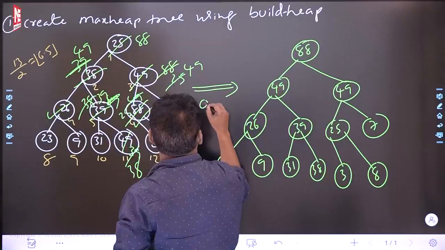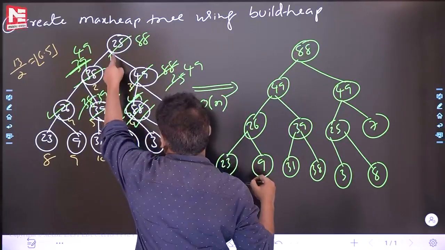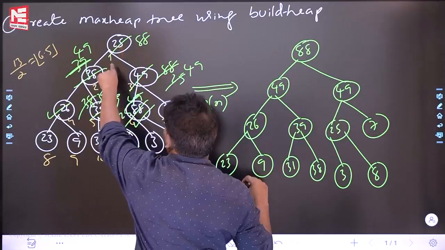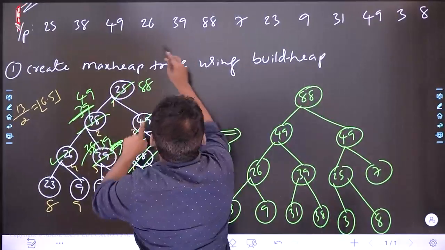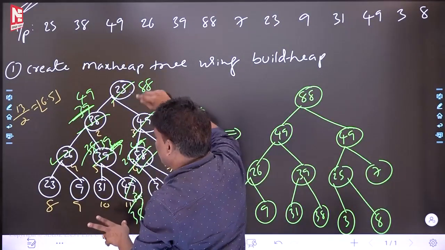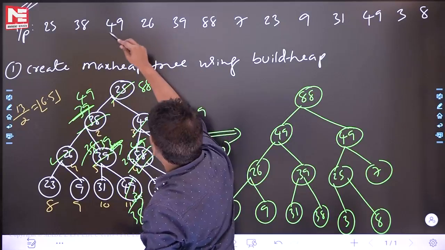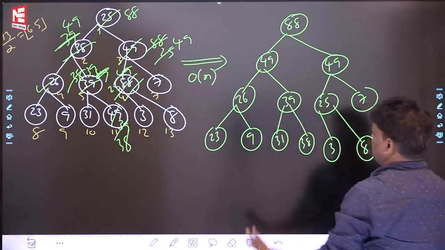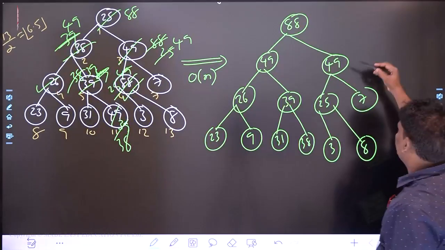How much time? What is the answer? Order of n. Right? See this one, all the white color numbers, that is the initial one, that is the array. This array means which one? This one. This array and this array, both are white color numbers only. So this array I converted using the build heap method like this. It is a max heap tree. If you want, you can check, it is a max heap tree.